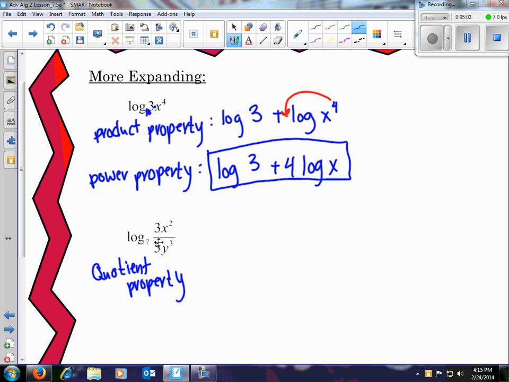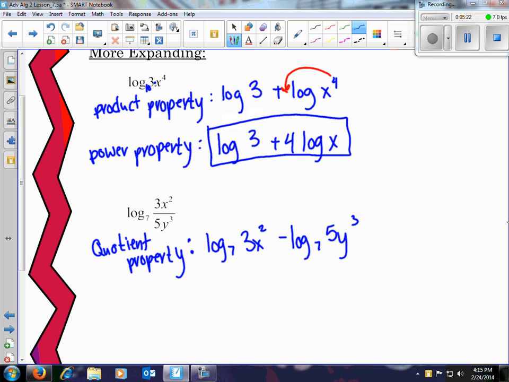Which means I'm dividing, so I'm going to subtract my stuff. So I have log base 7 of 3x squared minus log base 7 of 5y cubed. So I split this into subtraction. Now I'm going to take the product property of these pieces here, this piece and this piece.